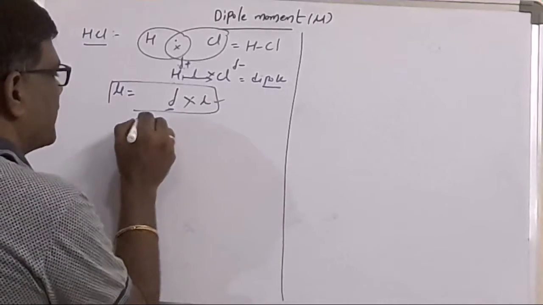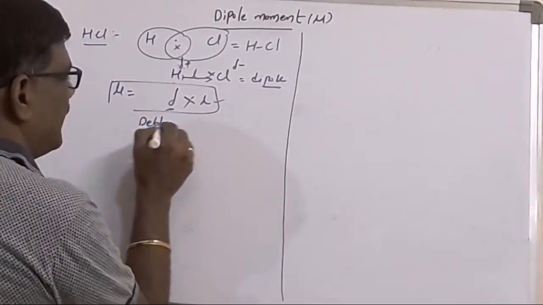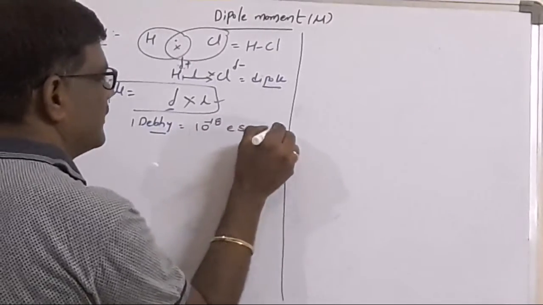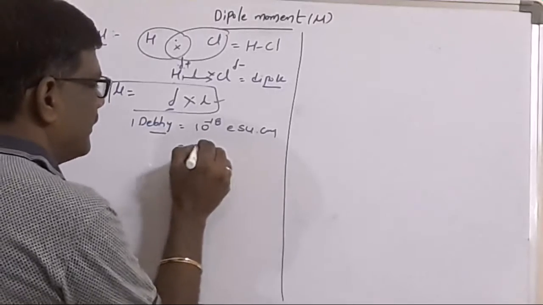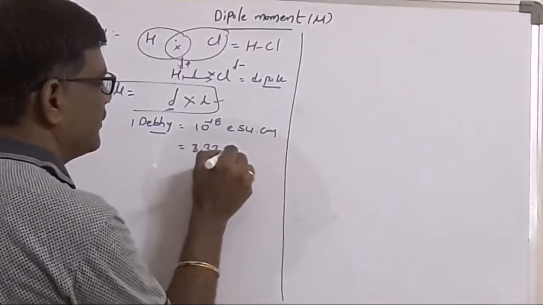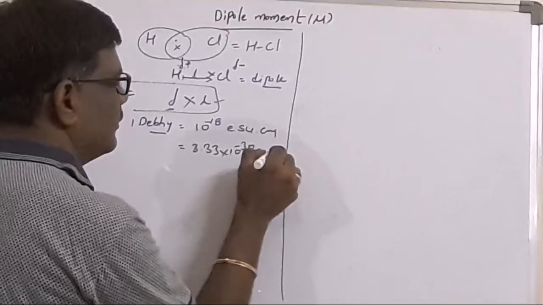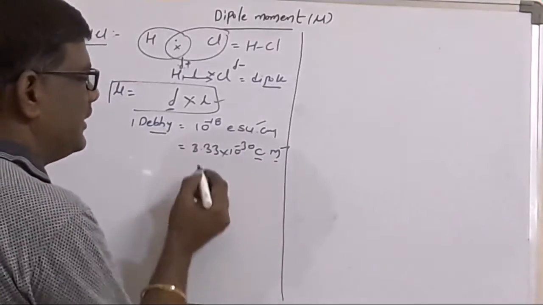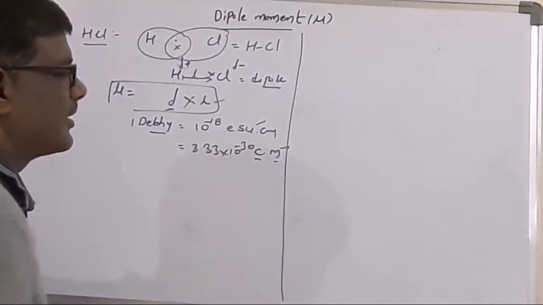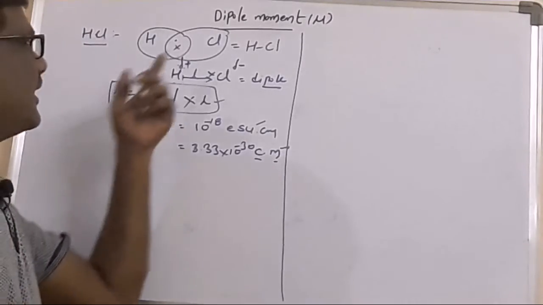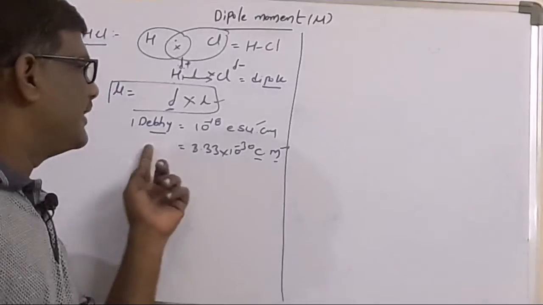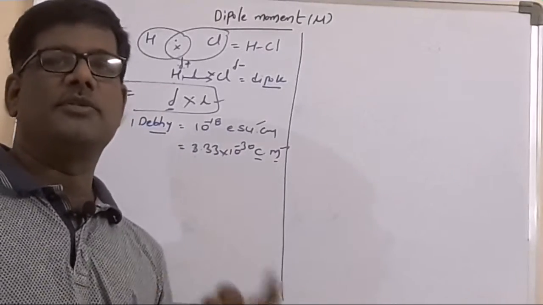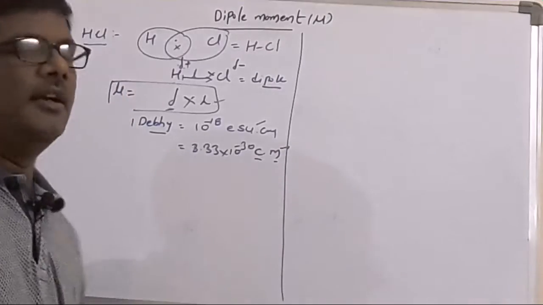The units of mu are the Debye. 1 Debye is equal to how much? 10 to the power of minus 18 ESU into centimeter. Very, very important. It is 3.33 into 10 to the power of minus 30 coulomb into meter. This is the CGS system, this is the SI system. Generally, whenever the dipole moment is asked, it is represented in Debye. 1 Debye is equal to 10 to the power of minus 18 ESU centimeter, or 3.33 into 10 to the power of minus 30 coulomb meter.